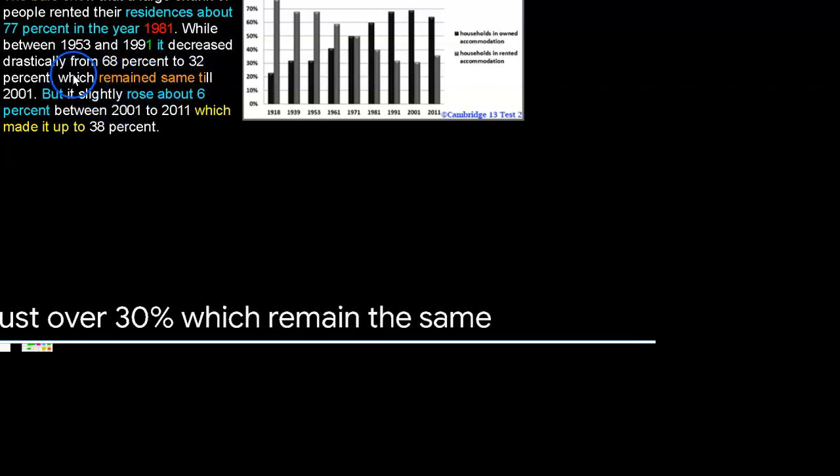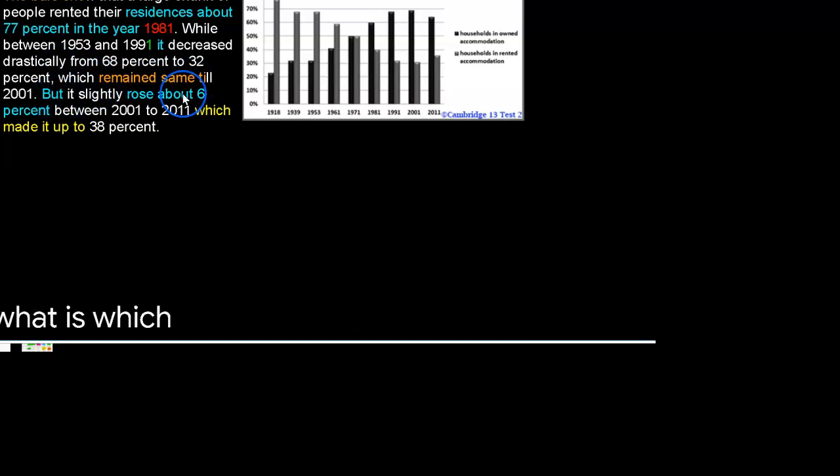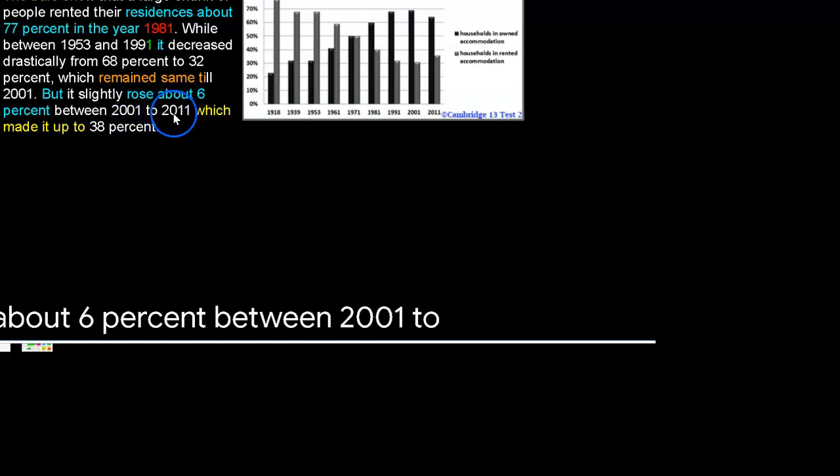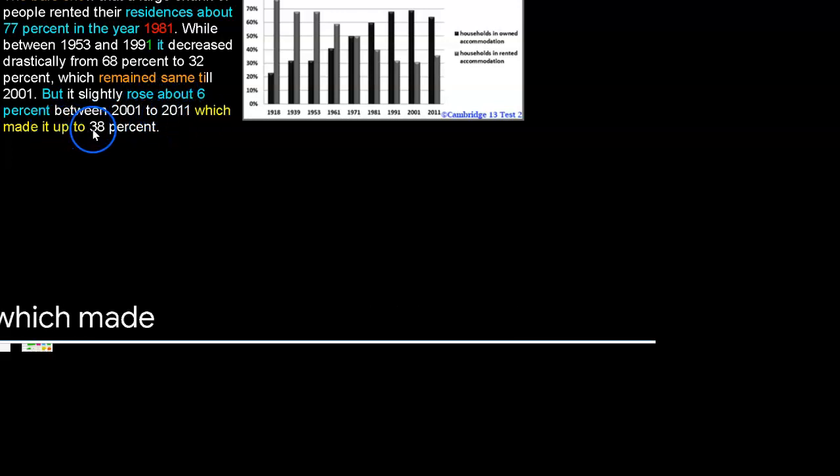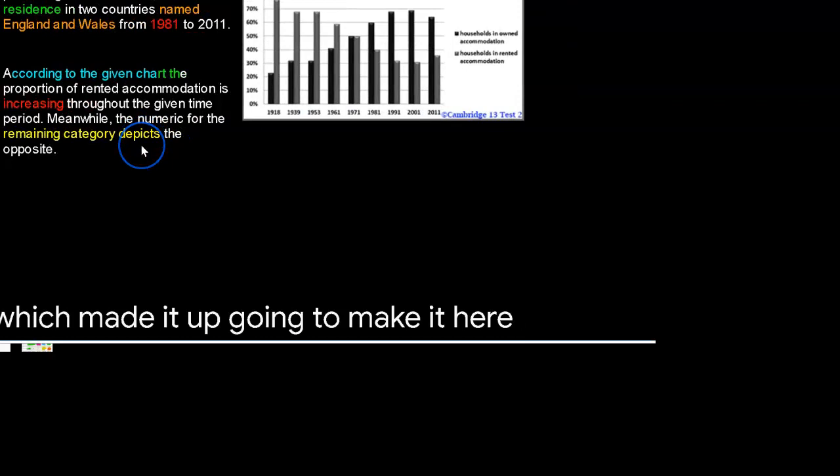Which remained the same. What is which? Till 2001. But, don't start a sentence with but. It slightly rose about 6% between 2001 to 2011, which made it up to. I mean, that's not good vocabulary choice. Okay. Which remained the same. Which made it up. Can we go back to here? No which is in there. It's a which.